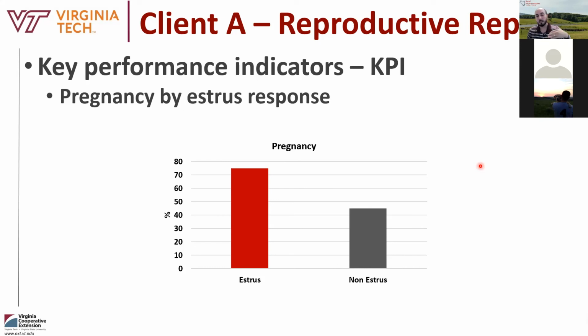Because then we can also really take a look at whether the synchronization protocol is working, for example. If on the day of AI there are very few cows in estrus, did something go on? Did we change a product, for example? Did we make a mistake and give prostaglandin instead of GnRH, for example? Dr. Lamb will talk about some of those problems after my talk. So it's really important to take a look at those things, so that we can diagnose problems, right?